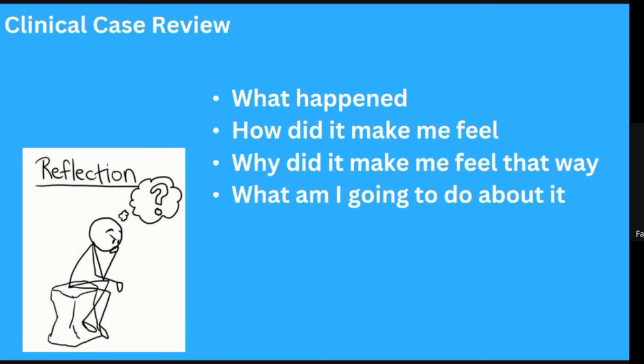Then the next question you need to answer from that encounter is, how did it make me feel? A lot of trainees find this difficult. And if you've had 1 or 2 of your clinical case review entries reviewed by a supervisor, you would have seen them emphasise how you felt and what was going through your mind during the encounter. That's really important. I will come to explain one of the benefits of clinical case reflection in the next slide.